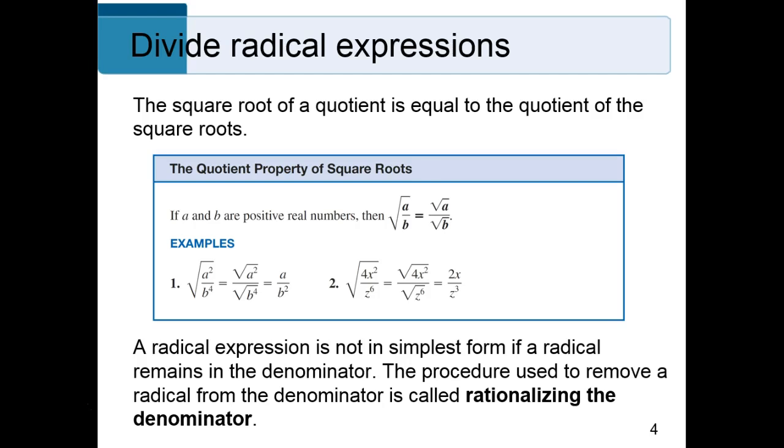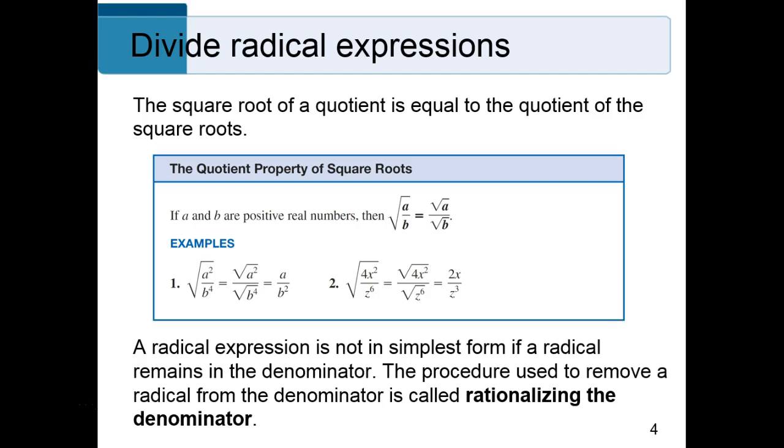Okay, how about that? Square root of 4x squared over z to the 6th. 2x over z to the 3rd. That's a 6 there. Okay? You see that? The square root of z to the sixth is z to the third. This is z times z times z times z times z times z. Every pair of that brings out a z. Does that make sense?